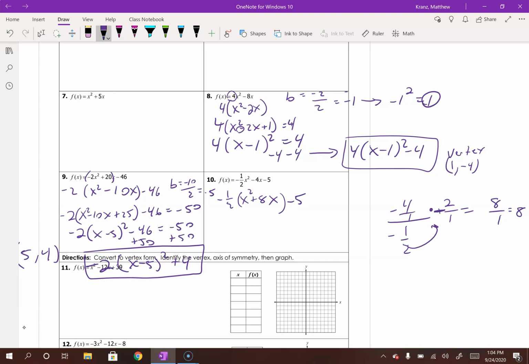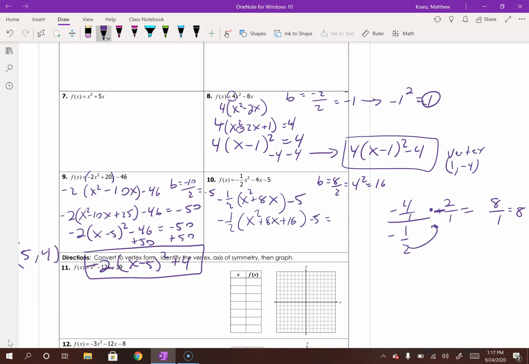So now, when I take my b term, b equals 8, 8 divided by 2. Sorry, I had to pause this for a second, so I think I remember where I was. So that's how we got our 8x. So b equals 8 divided by 2, which is 4, and 4 squared is 16. So that's our 16 right there. So now we have a negative 1/2 x squared plus 8x plus 16 minus 5.